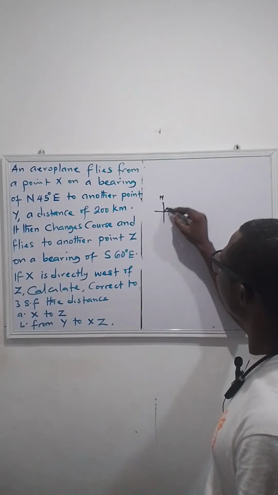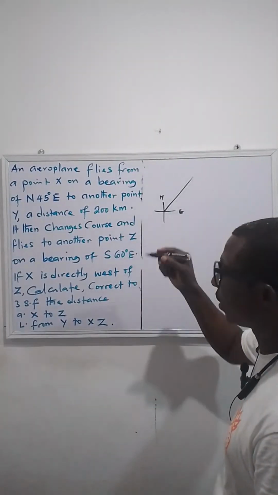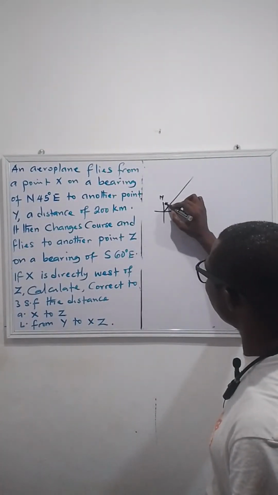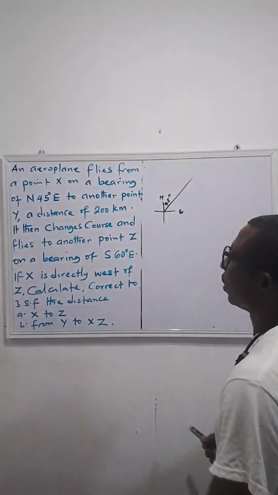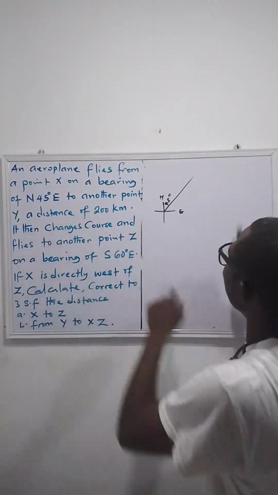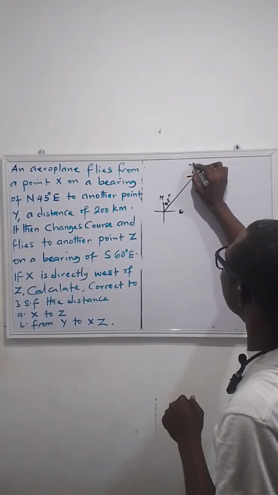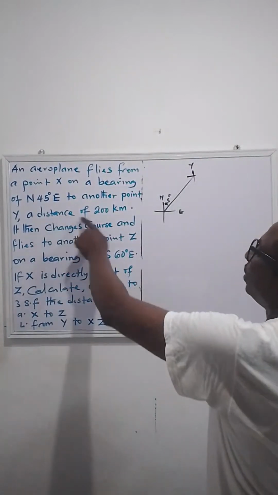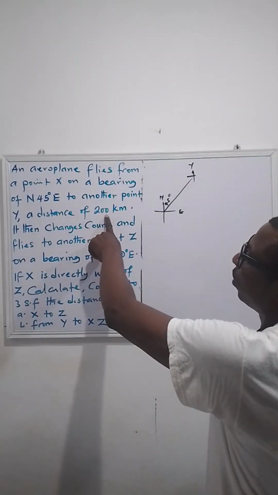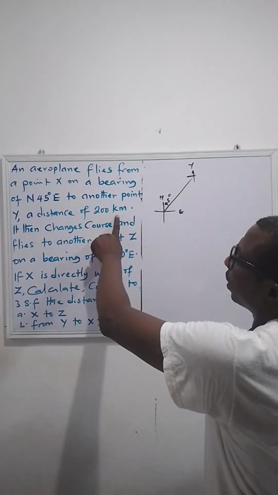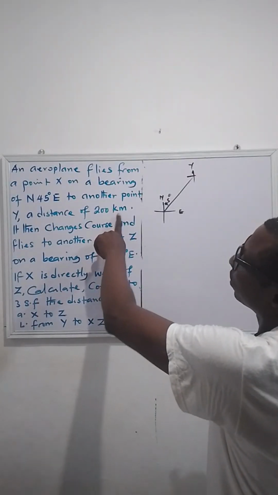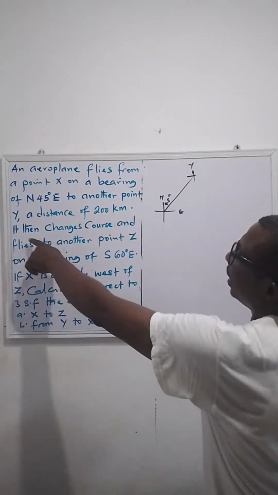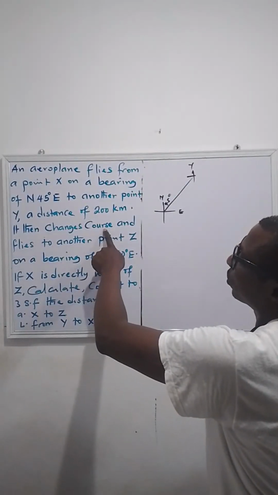45. So I'm doing my rough sketch before I start drawing. This is 45 degrees, to another point Y. So we have one point Y here. This is Y, a distance of 200 kilometers.